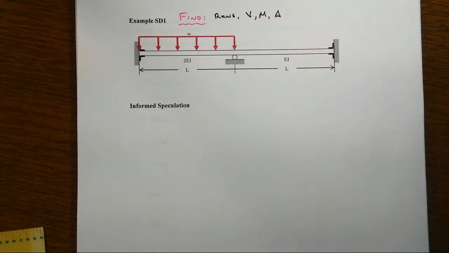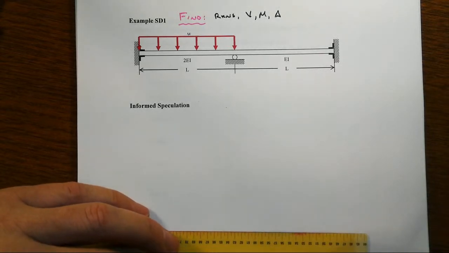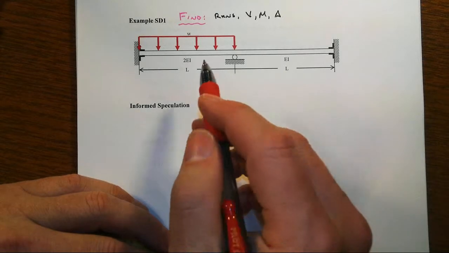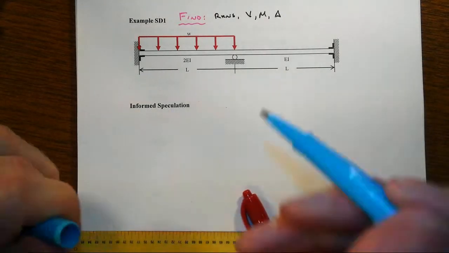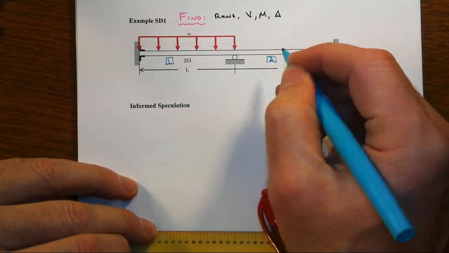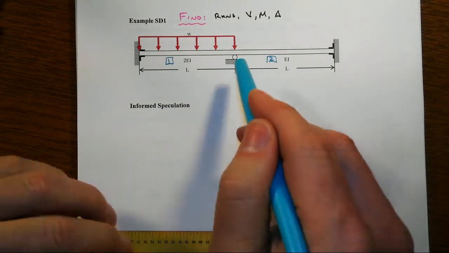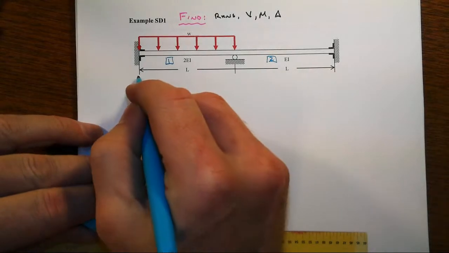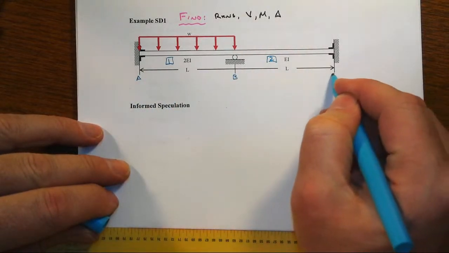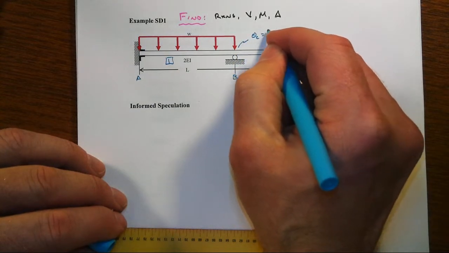In terms of statical redundancy here, we have 7 total reactions, and that means with only 3 equations of equilibrium, this is indeterminate to the 4th degree. Whereas if we break this up such that we have member 1 to the left and member 2 to the right, then the only member end unknown displacement is the rotation right here in the middle. So let's call this A, B, and C in terms of the joints.